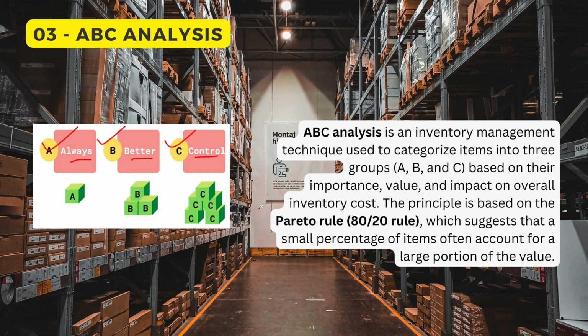The principle is based on the Pareto rule of 80-20. It suggests that a small percentage of items often account for a large portion of the value. So let's understand this Pareto law in order to understand the ABC analysis.